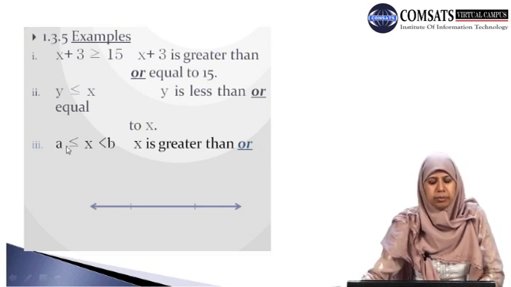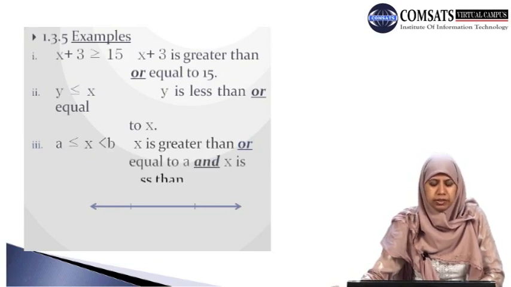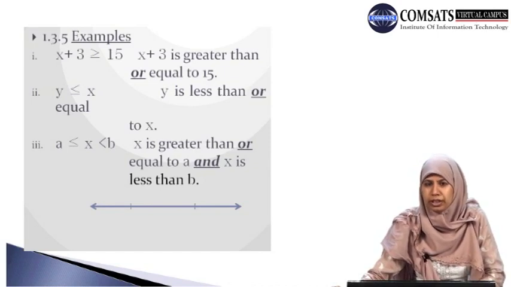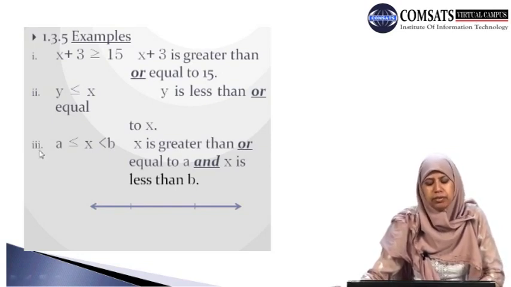We look at our third example, which is a double inequality: a is less than or equal to x is less than b. How we interpret this, as I already said, is that x is greater than or equal to a. On the left side there is a non-strict inequality, less than or equal to, which means that x is either greater than a or equal to a. Then we look at the right side of the inequality, which says that x is less than b.